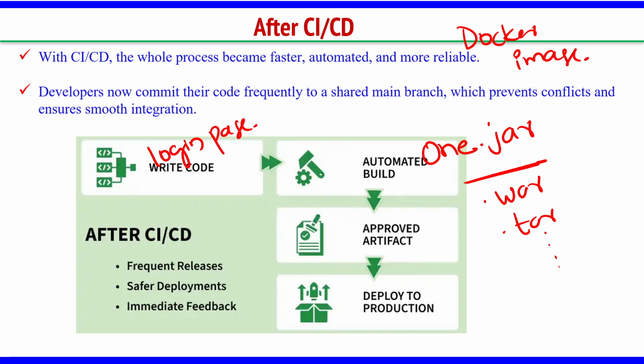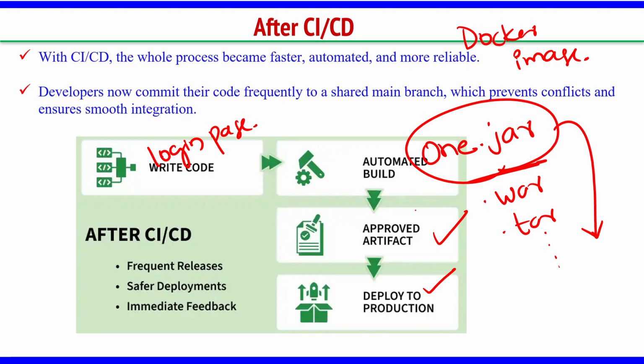Approved artifact means something which is ready to be deployed now. The application code is bundled into a jar file and it is ready to be deployed. That will be generated automatically. Now the system deploys to production. The system will move this jar file to the production server, maybe into the cloud if you are deploying, or maybe to some local server, or maybe some public domain server you are deploying it to.